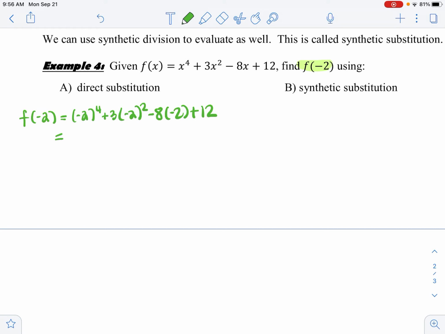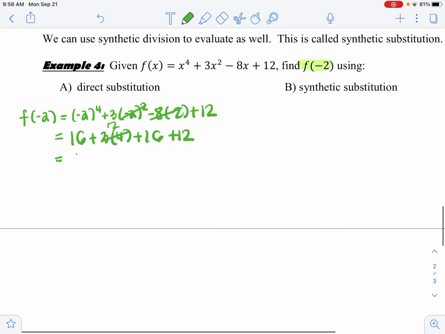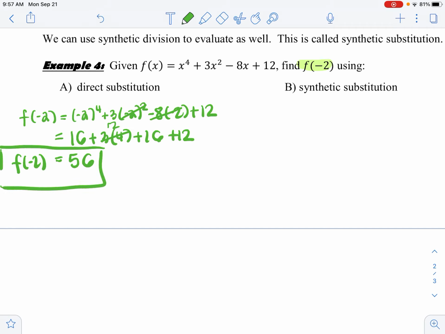All right, so negative 2 to the 4th is negative 2 times negative 2 times negative 2 times negative 2, which is 16. Plus 3 times negative 2 squared, which is 4. Negative 8 times negative 2 is plus 16, and then plus 12. This is 12 right here also. So 32 plus 24, this is 56, f of negative 2. Now those numbers didn't get that big, but there's so many places to make mistakes.